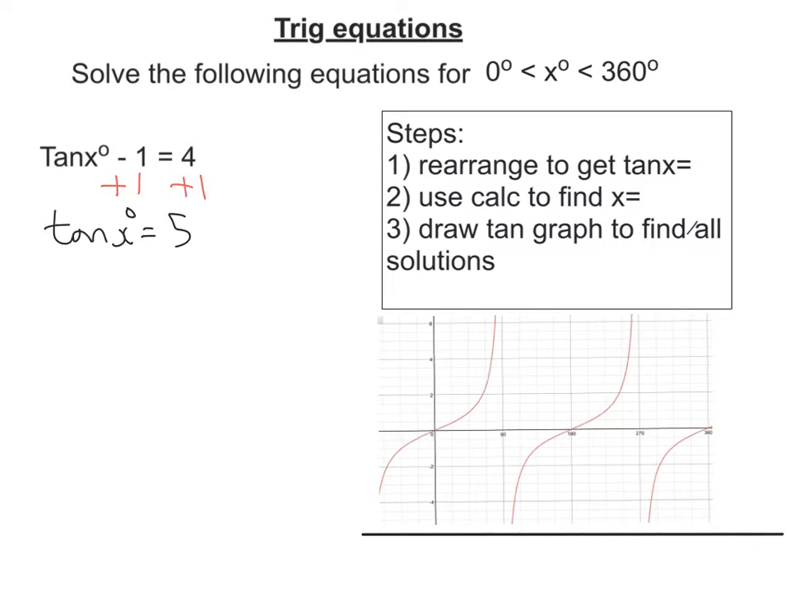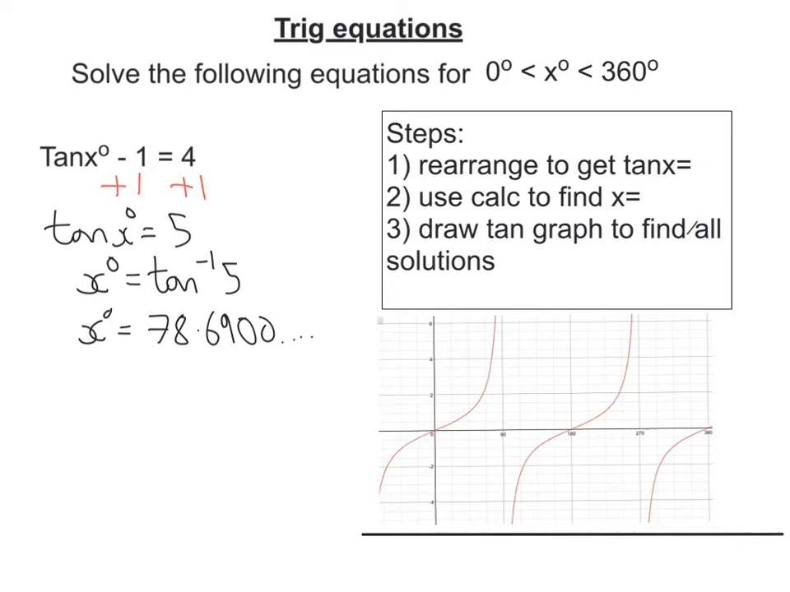Step 2 says use your calculator to find x equals. Well, to get x on its own, we do the inverse of tan. So tan to the minus 1 of 5. Put that into my calculator, and you should get 78.6900... Okay, so step 3 is draw your tan graph to find all solutions.